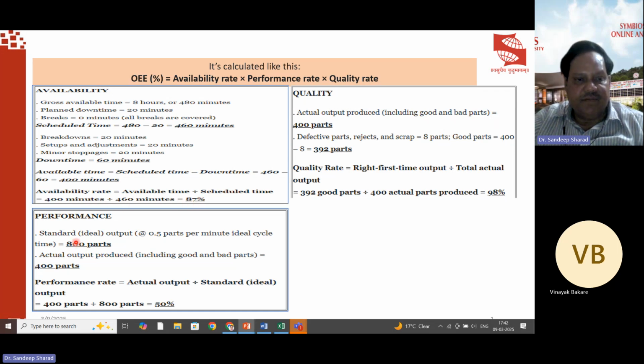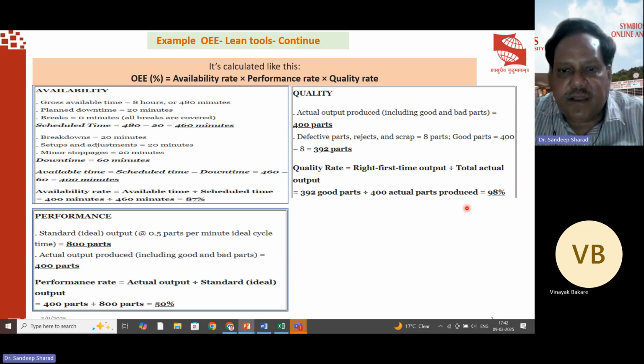Similarly, for performance, the standard output and the actual output. So performance rate will be the actual output divided by the standard output: 400 parts divided by the 800 parts, so 50%. Quality is the actual output produced, including the good or bad parts: 400 parts, with defective parts, reject and scrap 8 parts. Good parts will be 400 minus 8, 392. So quality rate will be the 392 good parts divided by 400 actual parts produced, so 98%.